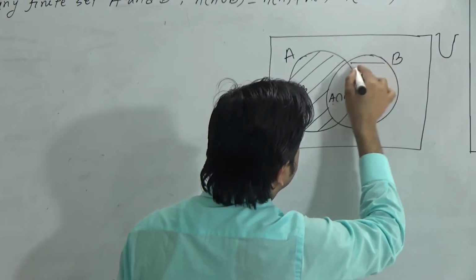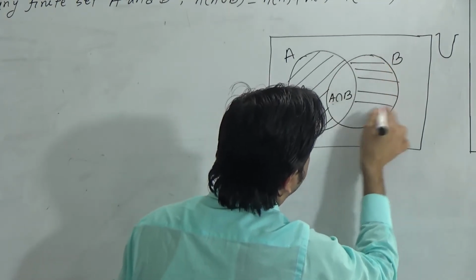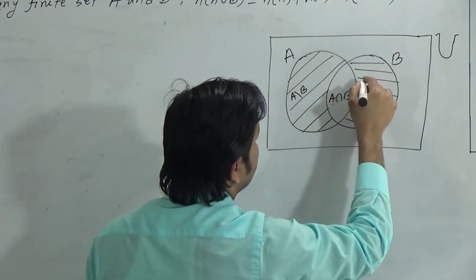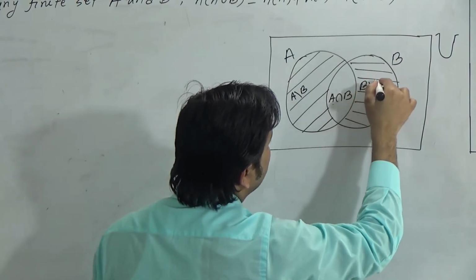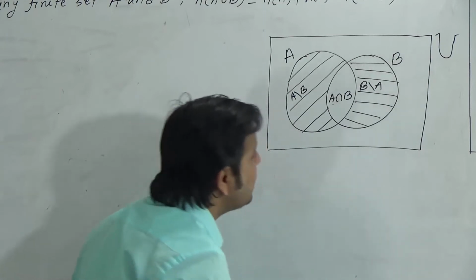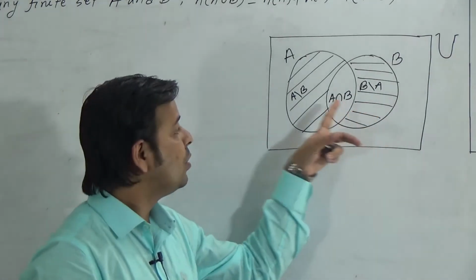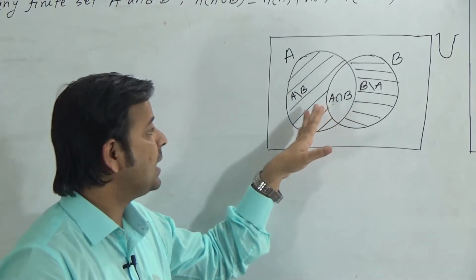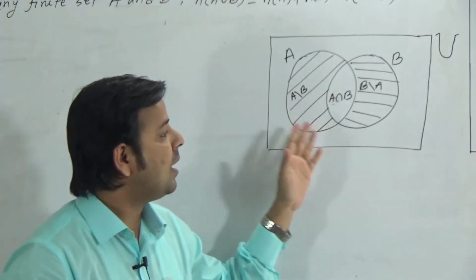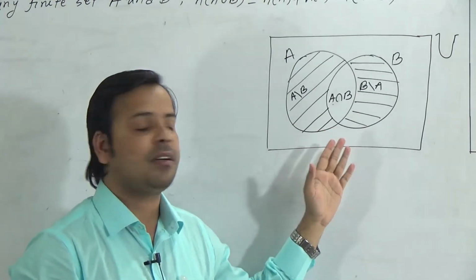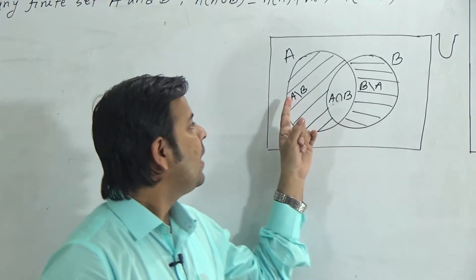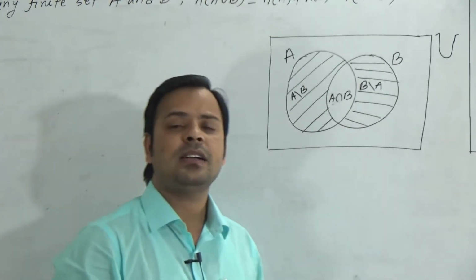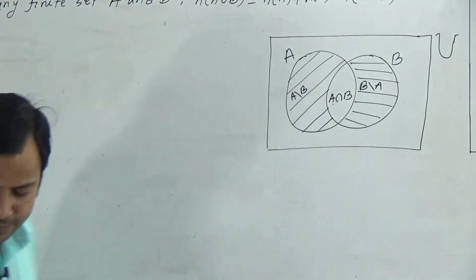And what is this portion? This portion means if we delete set A from B, it means B delete A. So these three sets are disjoint here. So we can say from the Venn diagram, we can write A delete B, A intersection B, and B delete A are three disjoint sets.